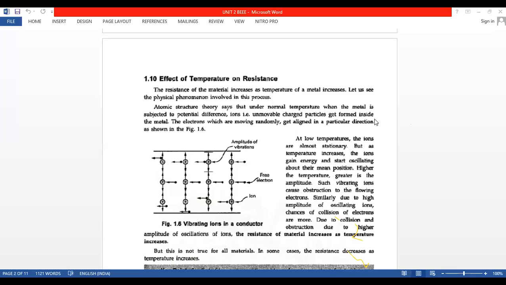What is the topic? Effect of temperature on resistance. Whenever temperature increases, the resistance of the conductor increases. And what is this temperature? If I take the conductor and place it in the presence of sunlight, does the temperature increase?